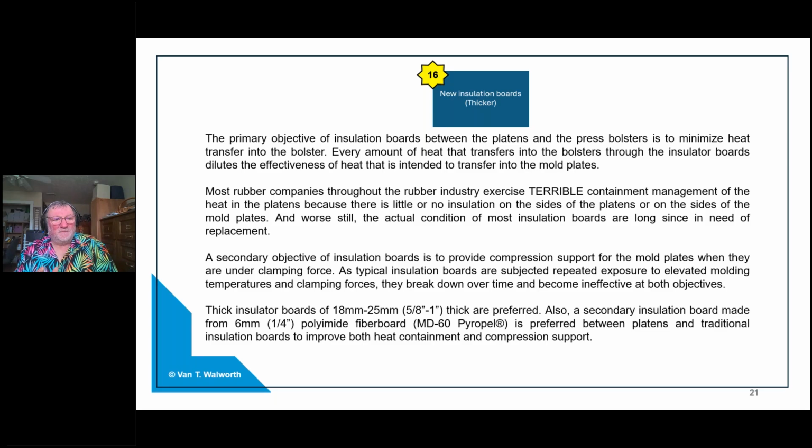I also recommend a material that's called Pyropel, which is a brand name. It's a polyamide material, MD60. And I recommend that sheet be placed between the heated platen and a typical insulation board. This material has some flex to it, which the traditional insulator boards do not have, and it has better thermal diffusivity.